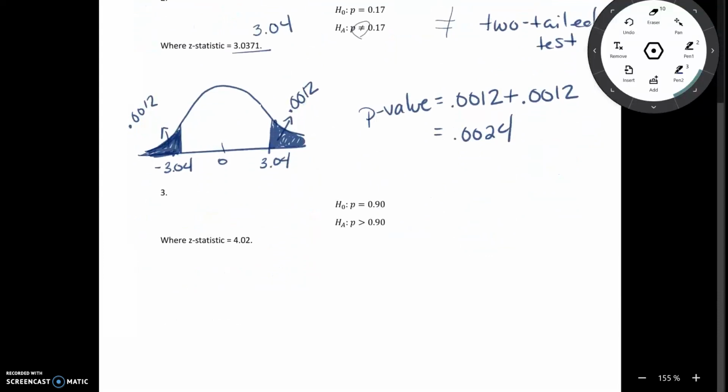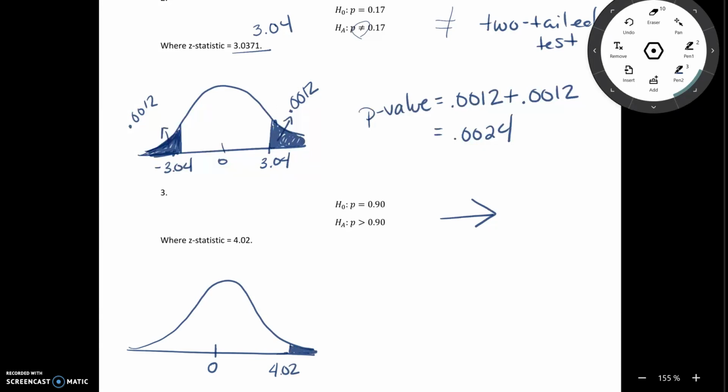Alright, our last example. Notice in the alternative we've got a greater than symbol. That looks like an arrow pointing to the right. This is a right-tailed test. Again, I'm going to draw my standard normal, centered at 0, and my test statistic here is 4.02. Again, this area is the p-value, so I'm going to use my standard normal table to help me find that.